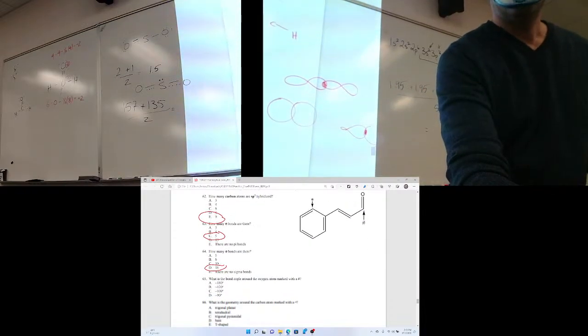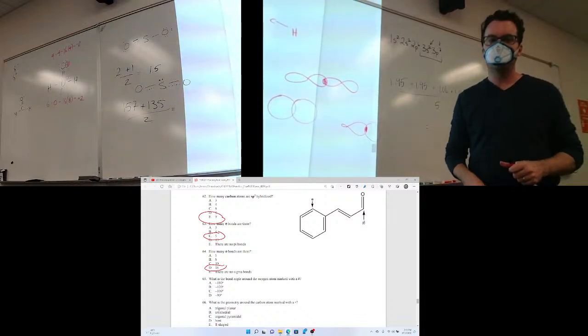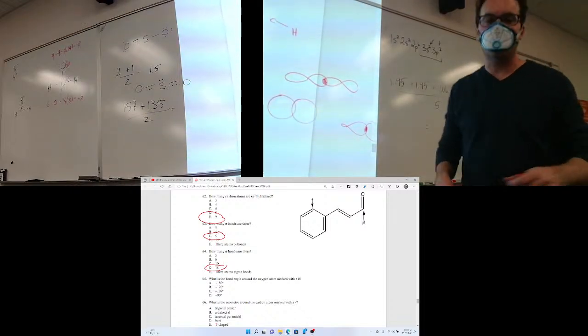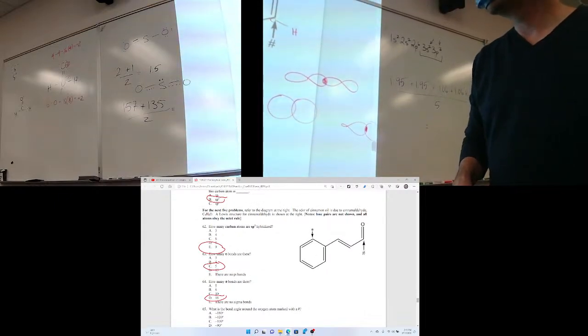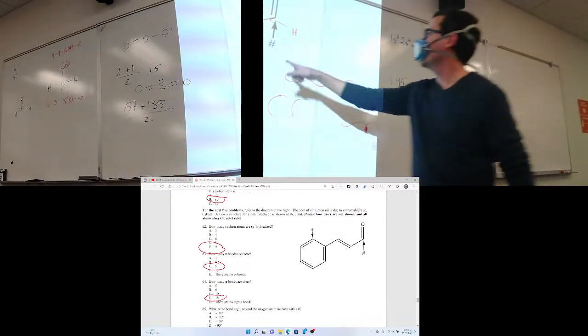All right. What is the bond angle around the carbon marked with a? That's another misprint, and I shouldn't have moved it.